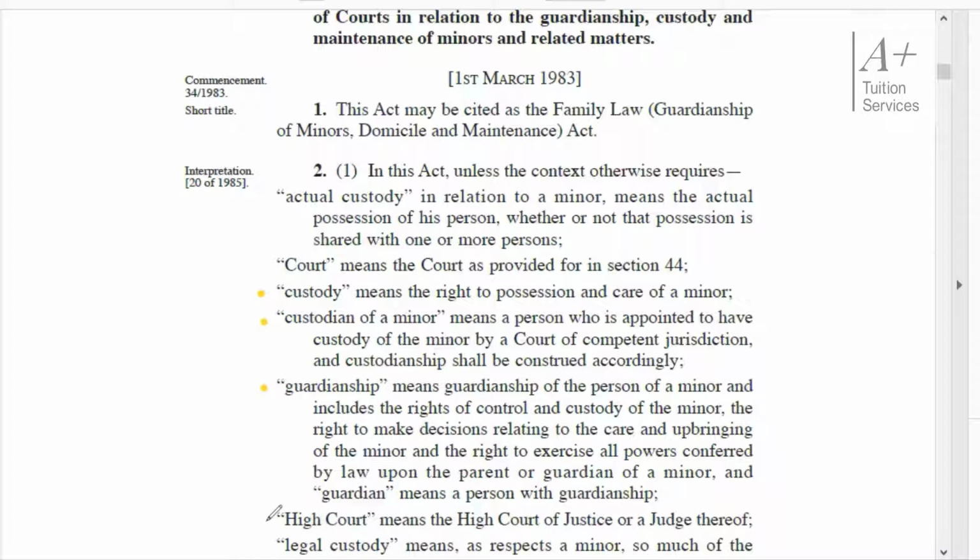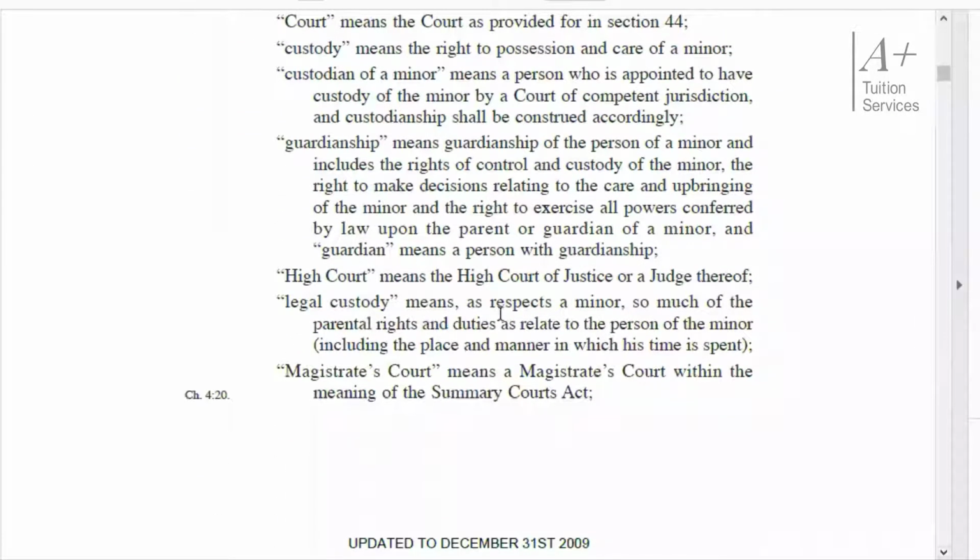We have what is called High Court, which means High Court of Justice, where you will not stand alone. Basically, a judge is present and a lawyer to determine. We have legal custody, right? All these are terms that the law would highlight. Legal custody means, with respect to a minor, so much of the parental rights or duties as relate to the person of a minor. So if you have legal custody of your child, you are the one to determine which school the child goes to, all the decision making of that child's life. You have that sole responsibility.